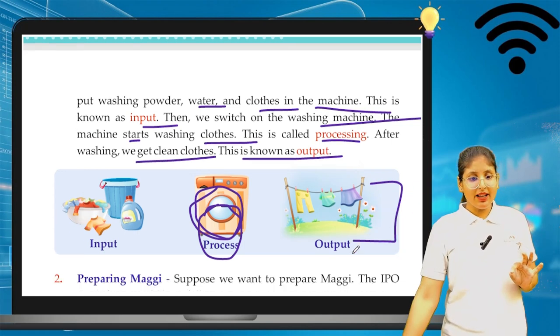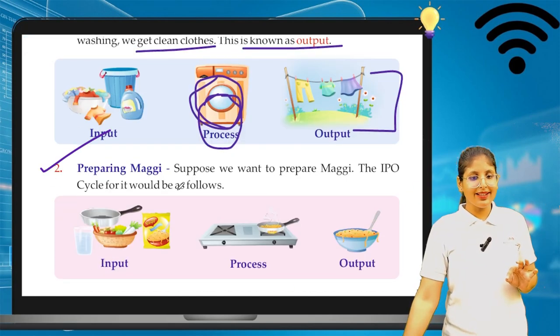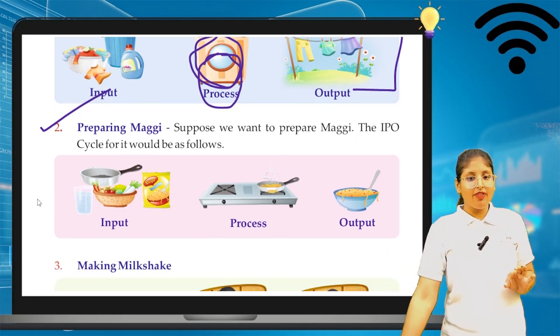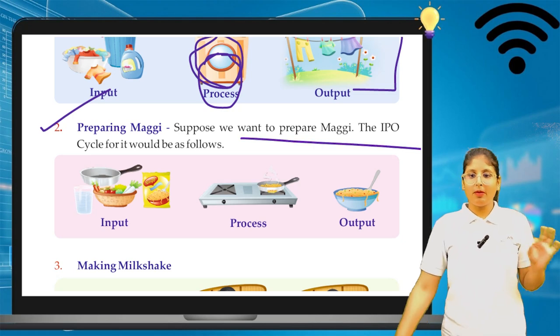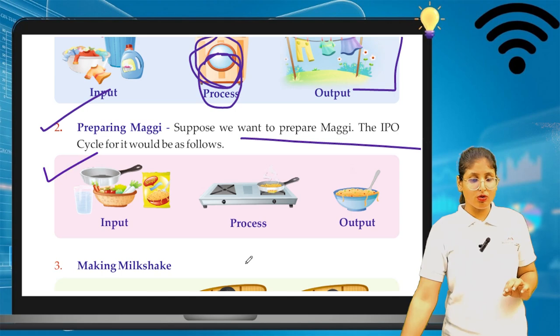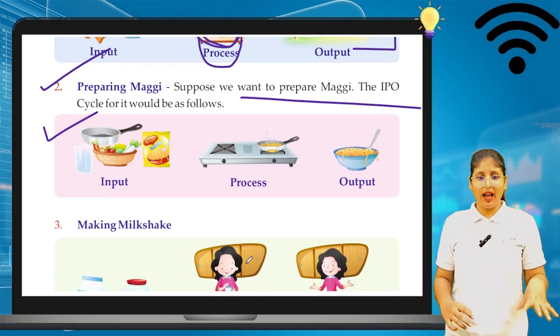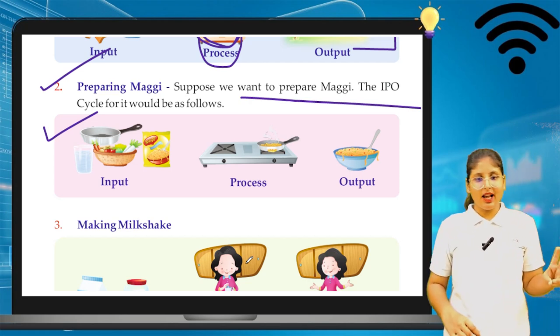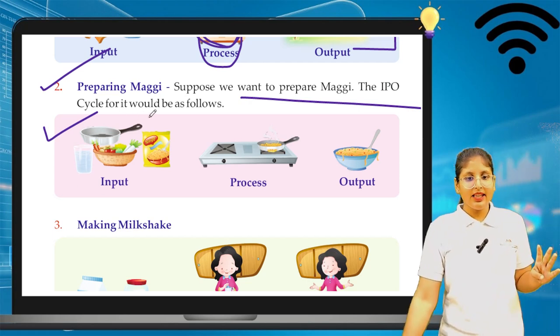Next example is preparing Maggie. This is the best example. By this example we can easily understand. First, suppose you want to prepare Maggie, the IPO cycle of it would be as follows. First you have the inputs. If you want to make Maggie, you need some vegetables, Maggie masala, water, and a pan. These are the inputs needed to make Maggie.